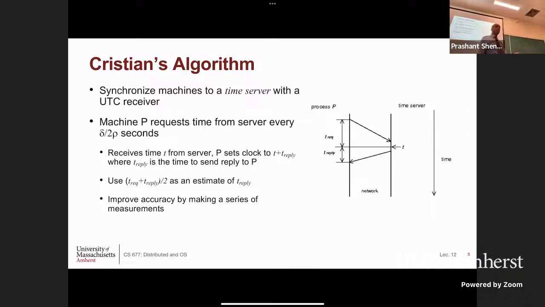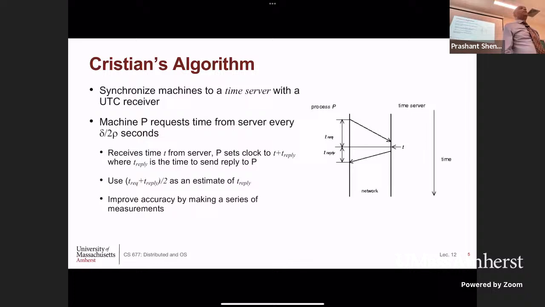Here's one idea. We don't actually know that value, but what we know is the time at which you sent the request. You know your local time at which the reply was received. That time is t request plus t reply. T request is the time the message took to go from the machine to the time server. That's the first message that went. T reply is the time it took for the reply to come to you. So you know the difference between the time you sent the request and the time you received the reply. The difference between the two is t request plus t reply. That's the entire time. So this is a known value. I sent the request to the time server at this time, and I got it back 2 seconds later. It took 2 seconds for the message to go and come back.